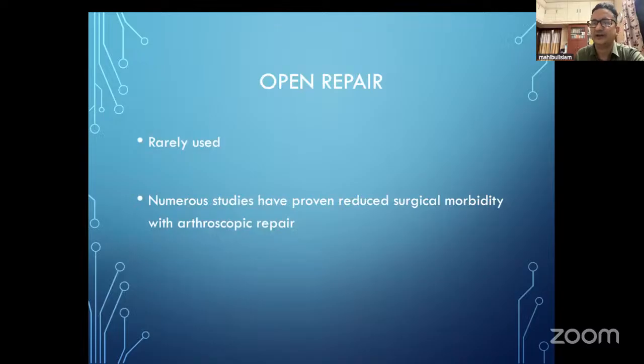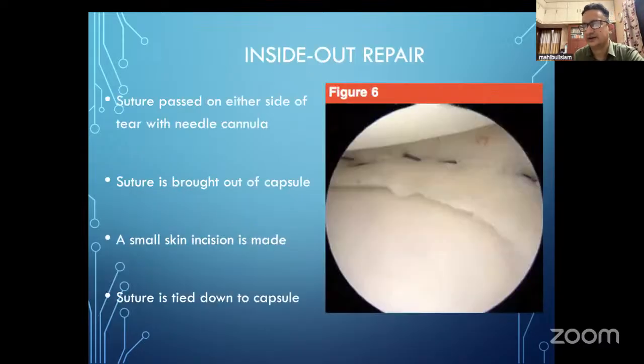Now coming to different repair methods, open repair is not done nowadays. It has been shown in many reports that arthroscopic repair reduces the surgical morbidity. So what are different techniques? The first one is the inside-out repair.